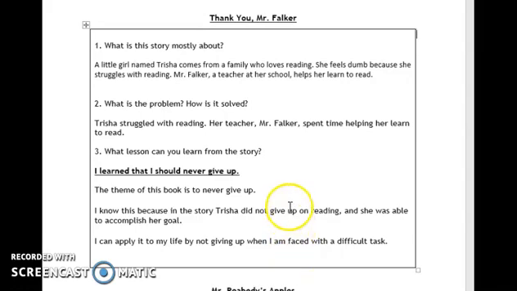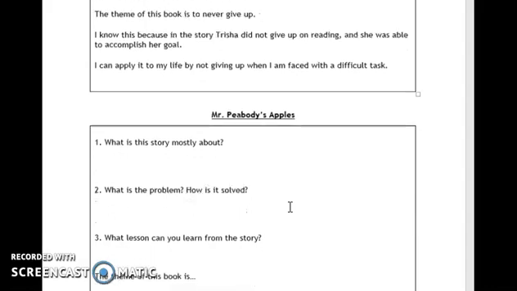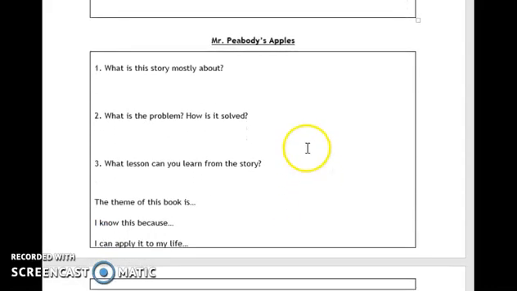So what I want you guys to do is I want you to do the same thing, answer the same questions based on Mr. Peabody's Apples, okay? And remember, these are guiding questions, and what they'll do is they will give you points to focus on that will help you really hone in or really get the message or the lesson that the author wants you to learn from the text.